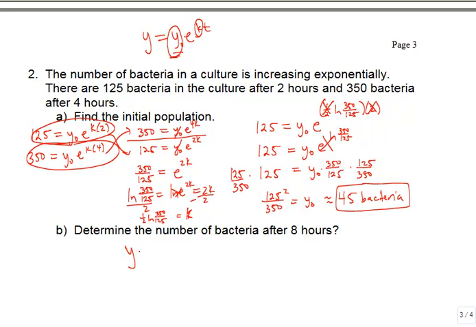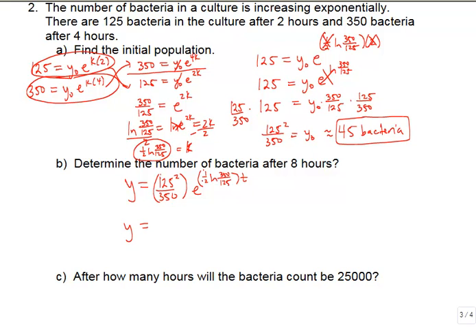So this model becomes y equals my 125 squared over 350. Again, you can feel free to reduce that if you like. There's my initial population, and then this is e to that k, and here was that k, 1/2 ln of 350 over 125, all raised to the t. So all I need to do is plug in 8 for that t. And this is just a calculator problem. You don't actually have to solve any kind of an equation here.